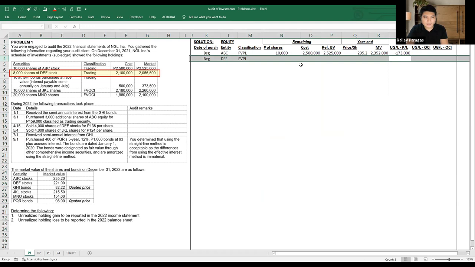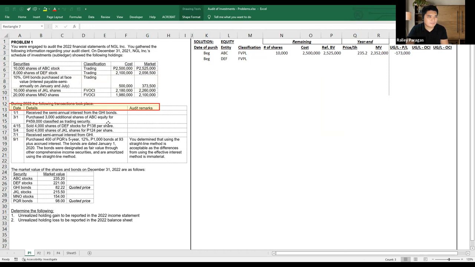So for DEF, as we said earlier, you have a beginning balance. Then, in your transactions below, you sold DEF. You actually sold 4,000 shares of DEF for 138 per share, on April 15, 2022. Coming from your beginning number of shares of 8,000, you sold 4,000. So it was halved. How many remaining shares do we have? Only 4,000, right? 4,000. Let's bold it because we know it changed.